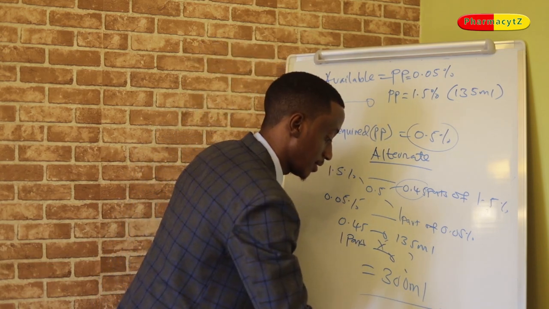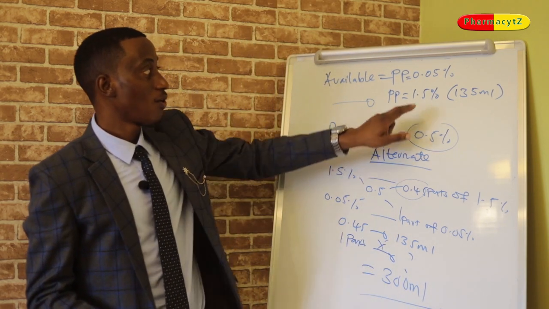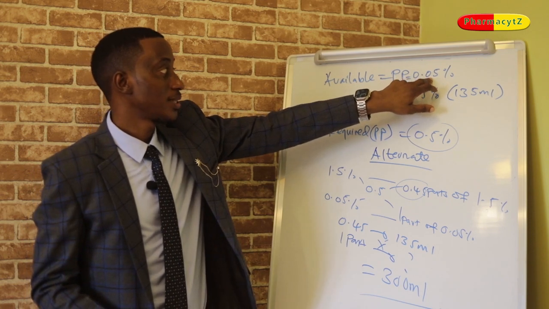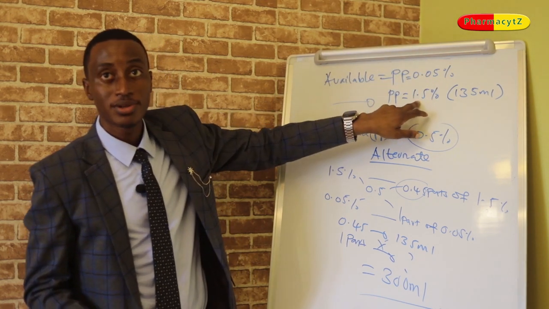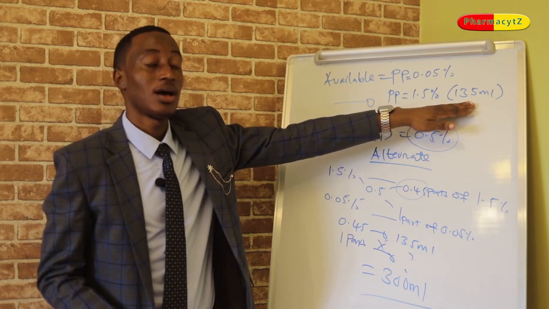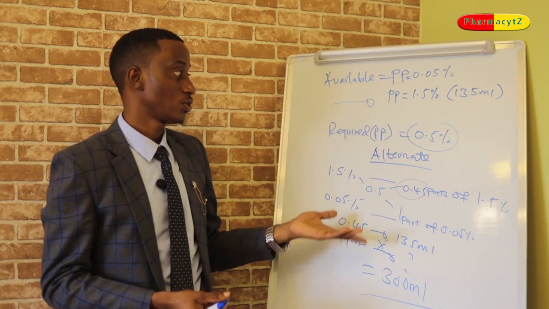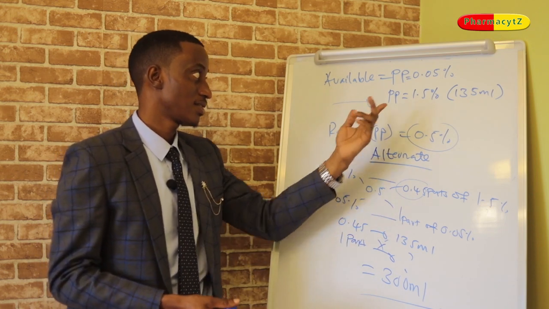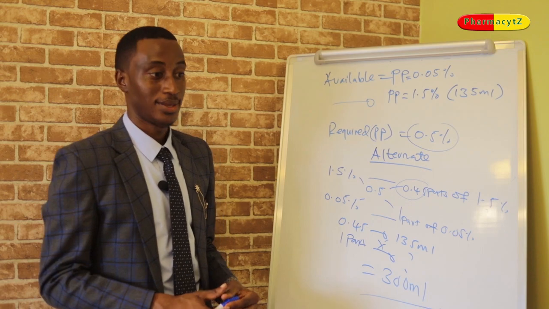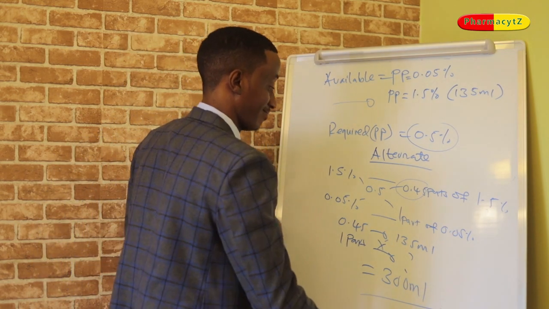Practically, this means that 300 mils of 0.05% potassium permanganate shall be measured, then mixed with 1.5% 135 mils, making a total of 435 mils with a final percentage strength of 1%. Our final and last question on alligation.